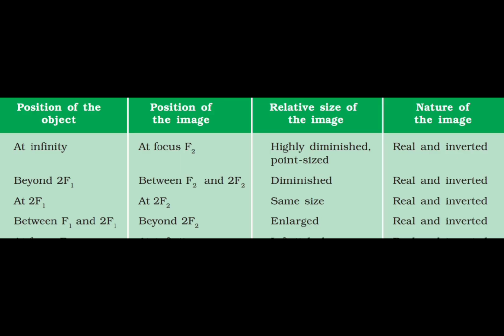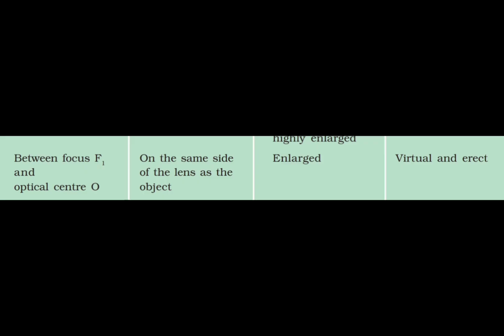Then fifth case, when object is placed at F1, image would not be formed. Sixth case, when object is placed between F1 and optical center, means O, image is formed on the same side of the lens as the object. Here image is virtual and erect and magnified.